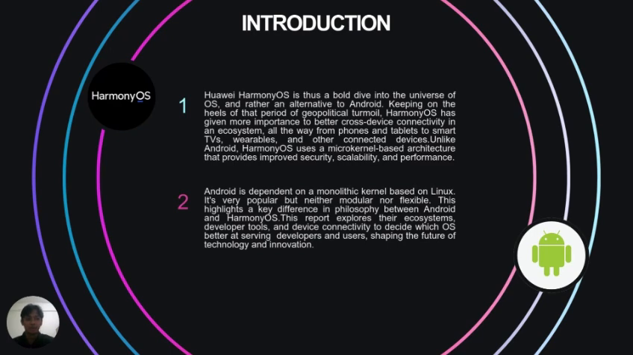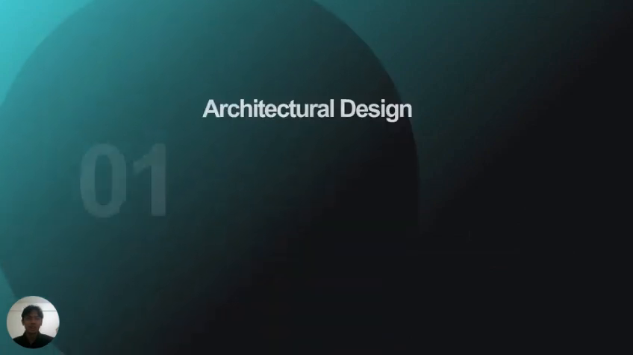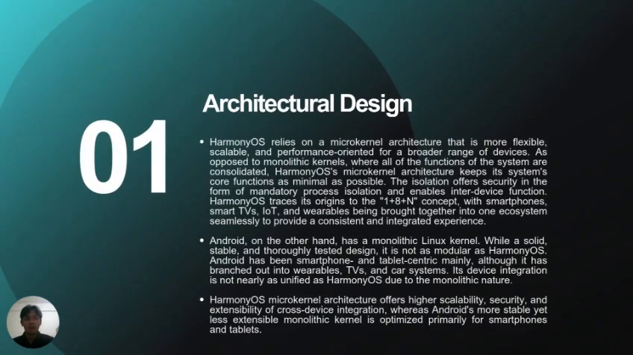So, how do these two operating systems compare? Let's begin with the architectural design. In the first point, which is architectural design, HarmonyOS is based on microkernel architecture, making it more flexible, scalable, and secure, unlike Android's monolithic Linux kernel, which integrates all system functions into one large structure. HarmonyOS keeps only the essential core functions in its kernel. This improves security by isolating processes and enhances efficiency across multiple devices.